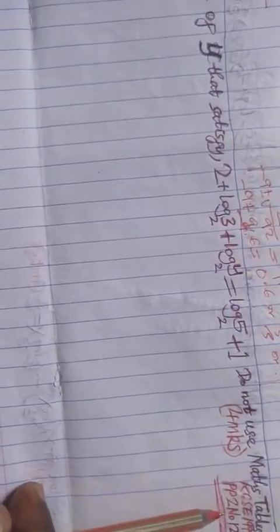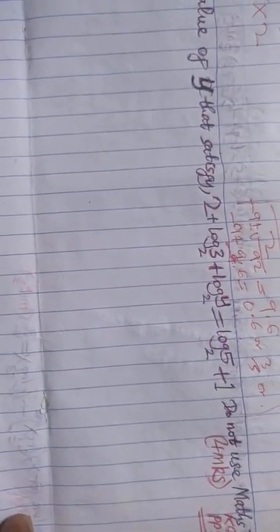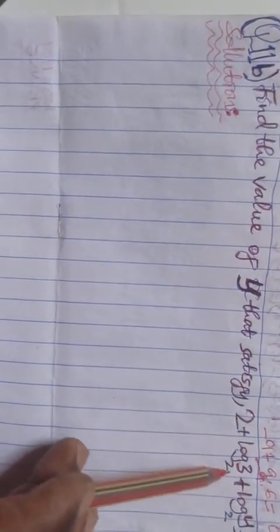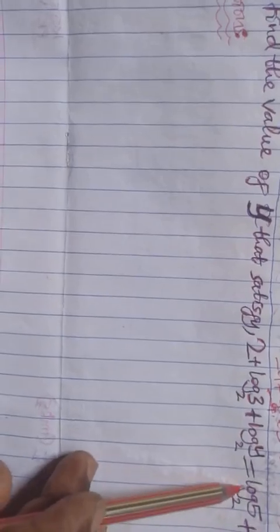We are in question number 11b. This was a KCSE question, paper 2, number 12, for the year 1992. It states: find the value of y that satisfies 2 plus log 3 base 2 plus log y base 2 is equal to log 5 base 2 plus 1. Do not use maths tables.